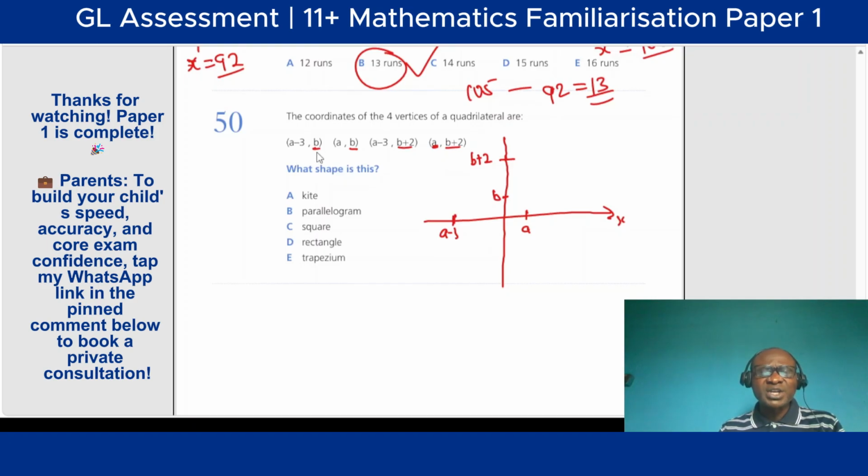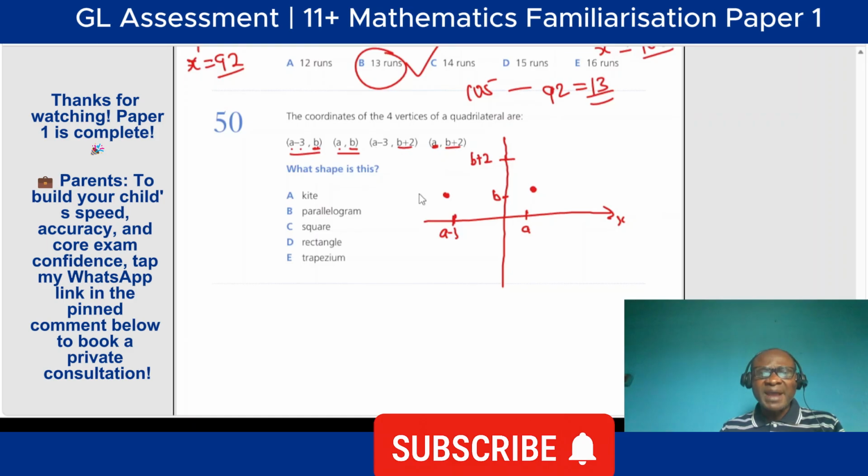Therefore, the first coordinate is a minus 3 comma b, that is this point. The second coordinate is a comma b, so that is this point. I have gotten these two points. The next one is a minus 3 comma b plus 2. That is this point. Now the next one is a comma b plus 2. That is this point. So I'm done. I can simply draw this line like this. And if you look at it, you can agree with me that the shape is known, which is a rectangle.